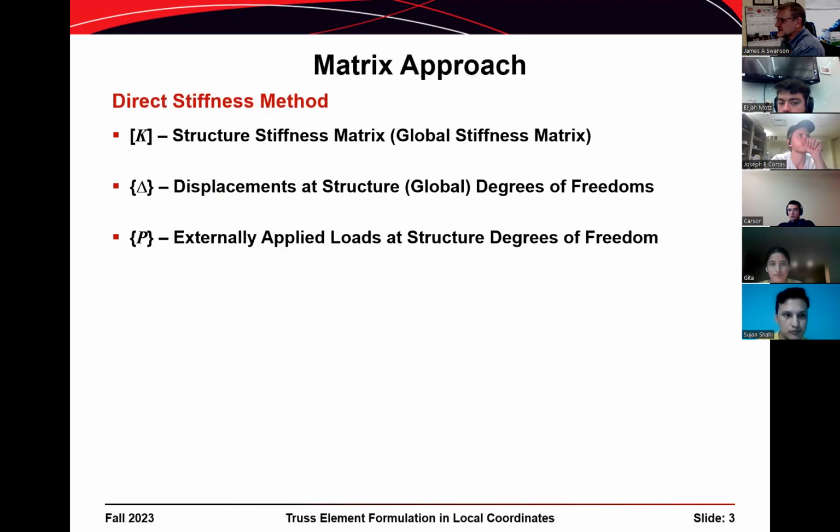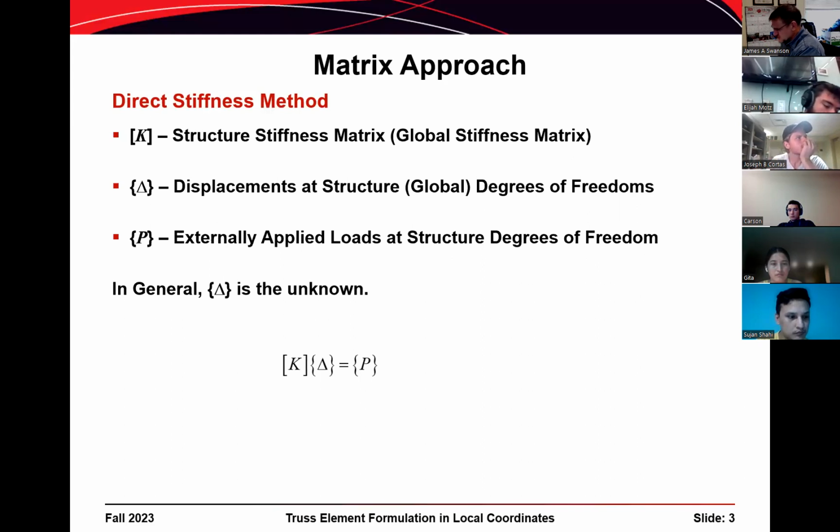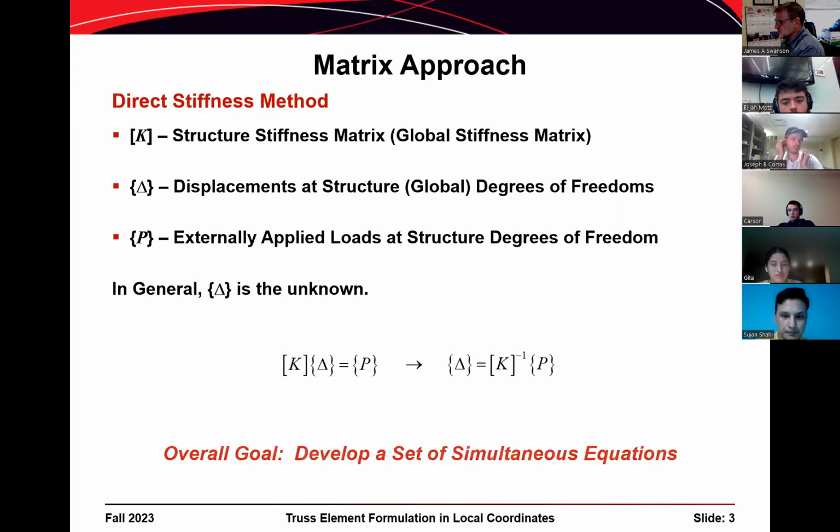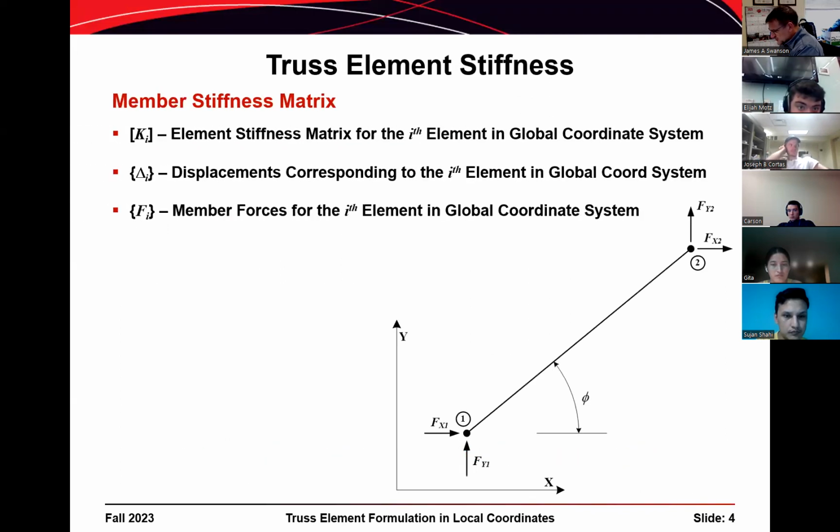So again, recognize that our ultimate goal is to create a system of equations, K times delta is equal to P, and we want to solve for those displacements delta. Our goal is to develop a set of simultaneous equations that we can solve using the computer. And so we have a member stiffness matrix formulated in the global coordinate system. So I have a capital delta, I have a capital F, and we can develop the member end actions F as a function of K and delta.